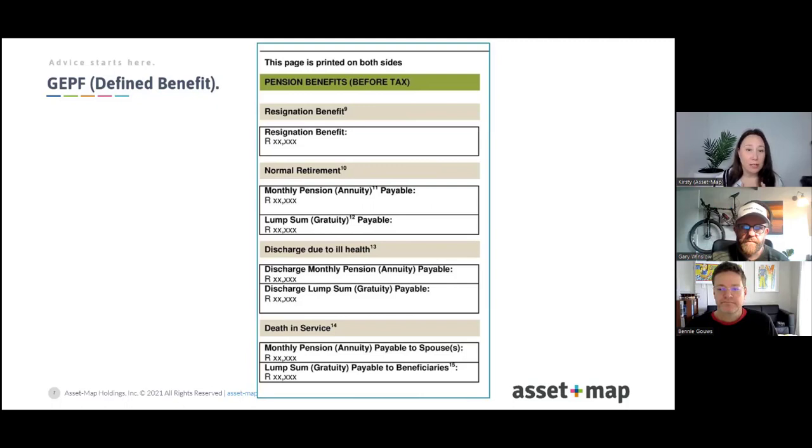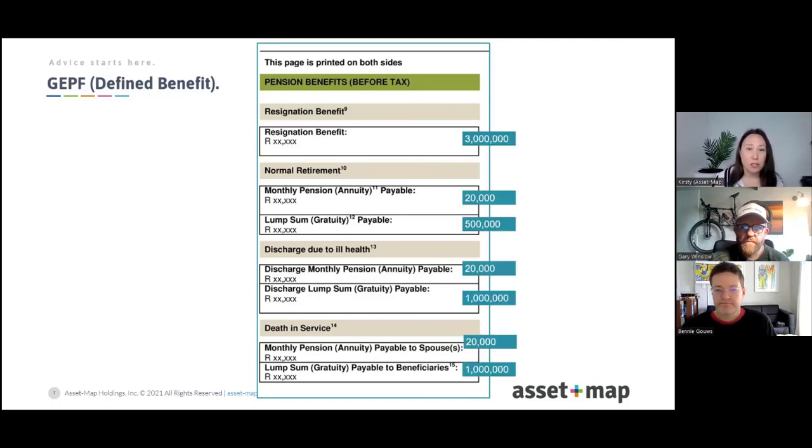The same on ill health and the same for a potential death in service. So in this example, I'm just assuming these figures. Please, the figures may not be exactly accurate to scale in terms of ratios, but it's just to give you an example. Let's say the resignation benefit is 3 million and the client's contributing 60,000 a year.